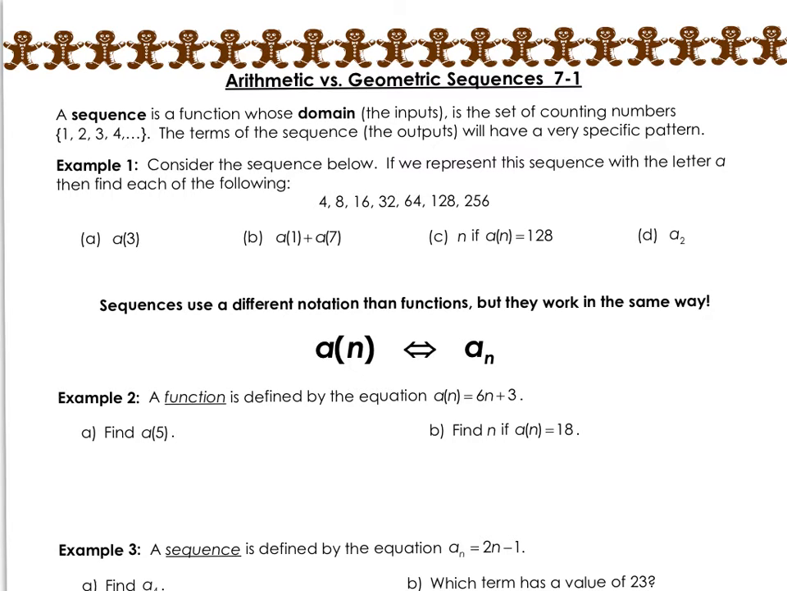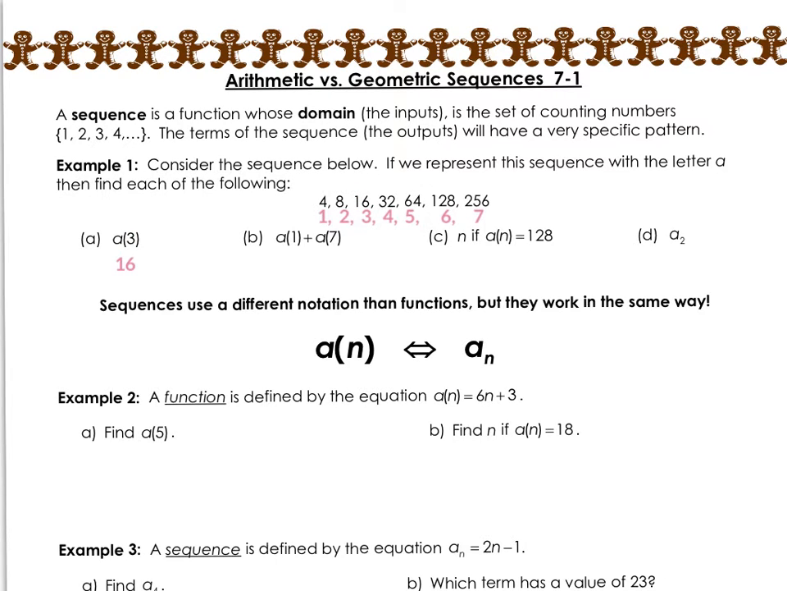So in the first example, consider the sequence below. If we represent the sequence with the letter A, then find each of the following. A of 3. Well, if we look here, the first term is just the first one that we see. Then we have 8 as our second term, 16 is our third term, and so on. So when we ask for A of 3, that's just asking for the third term. So input 3, out comes 16.